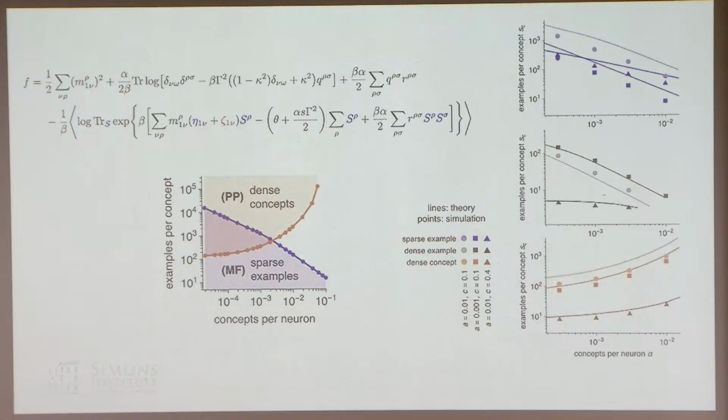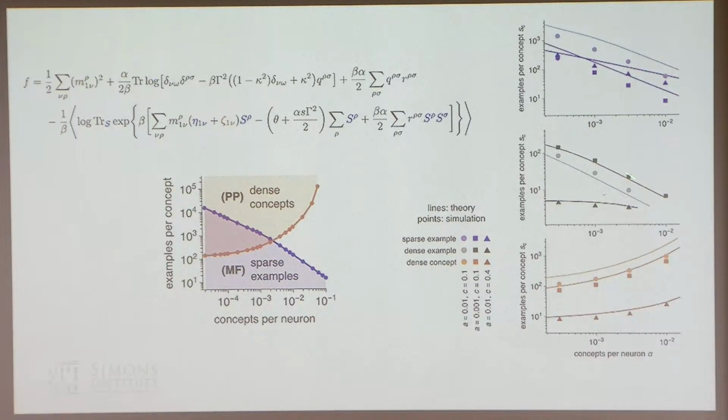And because it's a relatively simple network, we can use statistical physics to calculate the capacity of our network for each of these types of patterns. And qualitatively, we get similar results, that there is a regime where you can recover both of these sparse examples or the dense concepts.